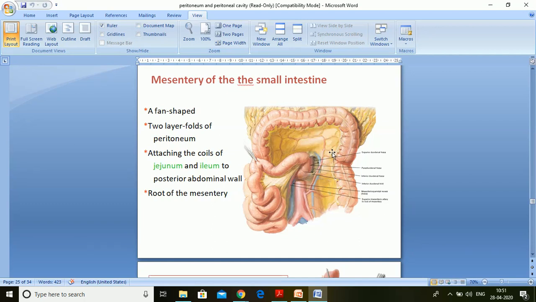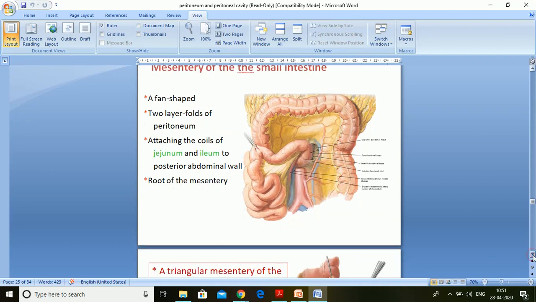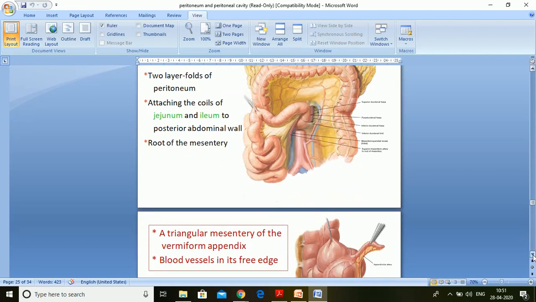And see the blood vessels that are seen within the mesentery. There are blood vessels within the mesentery and it is fully filled with fat. Along with the blood vessels, the arteries and veins, there are also autonomic nerves present in the mesentery.